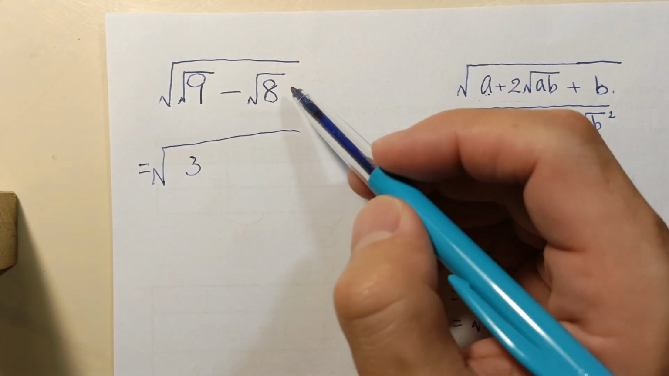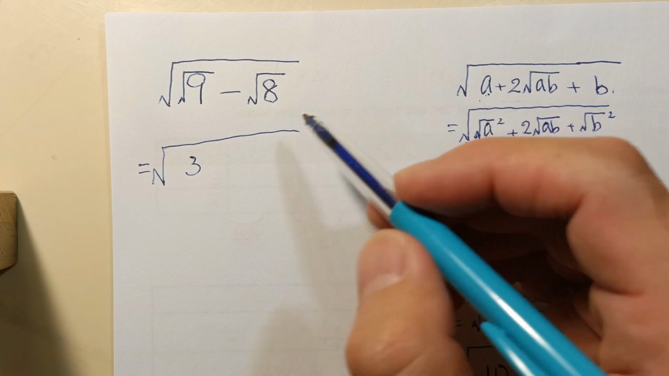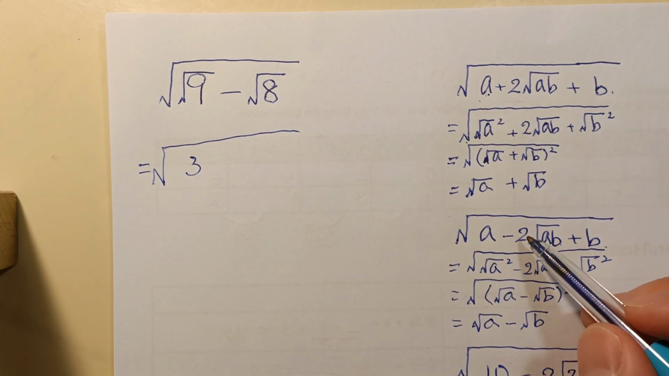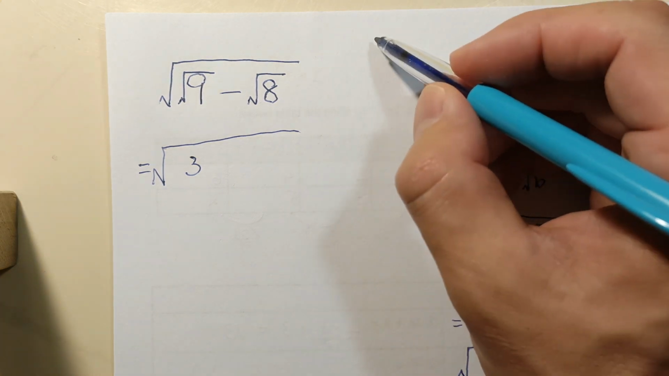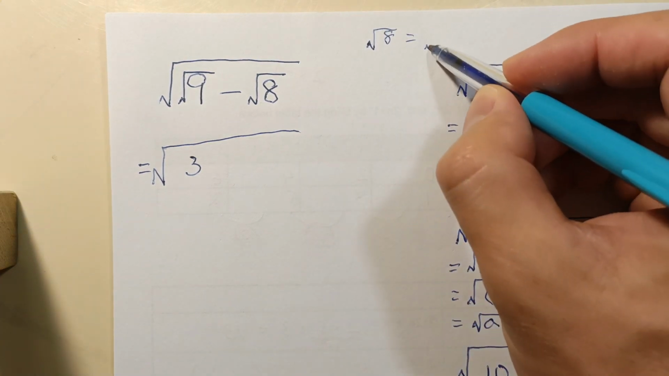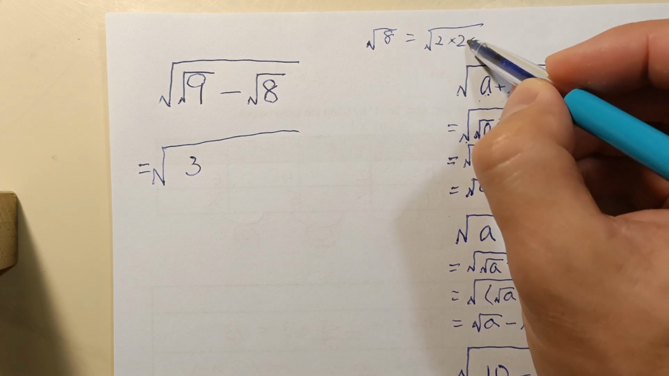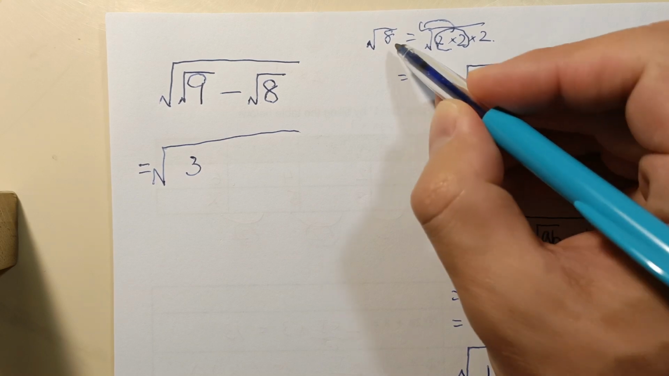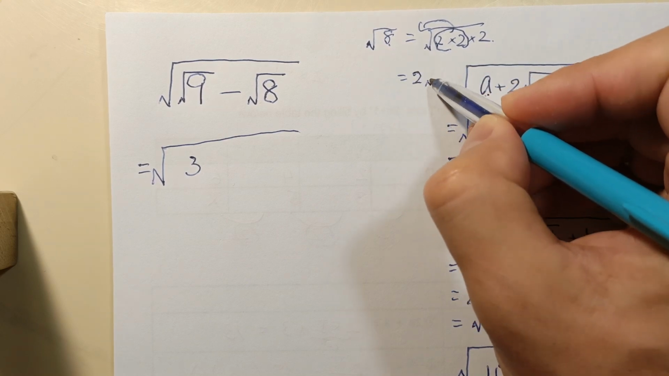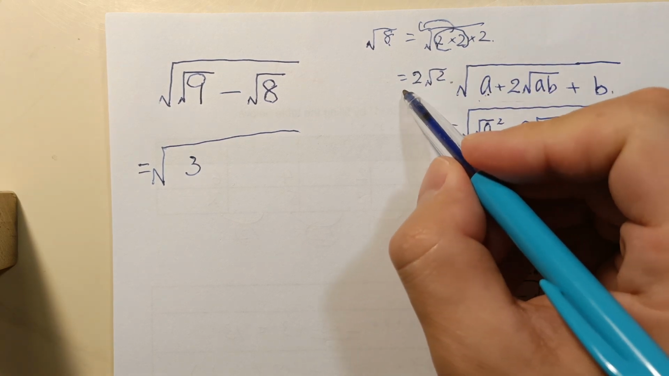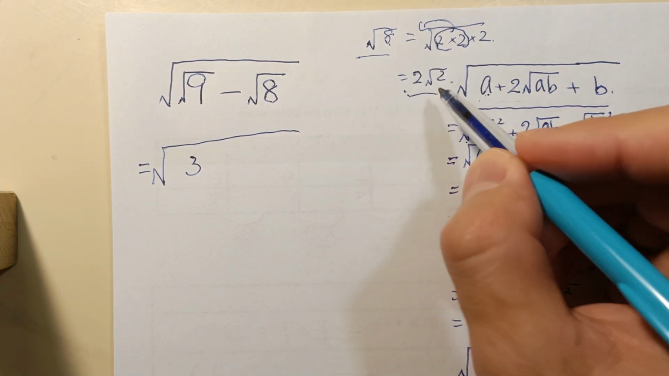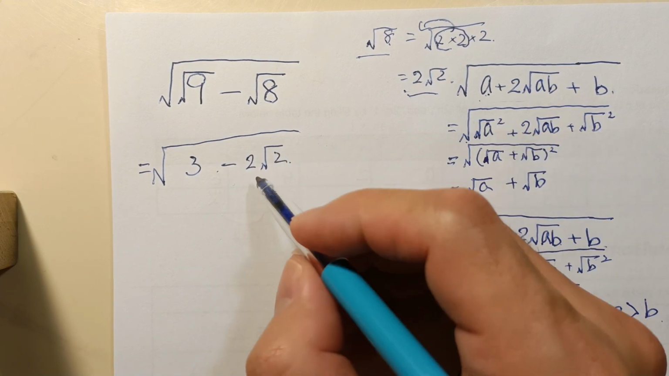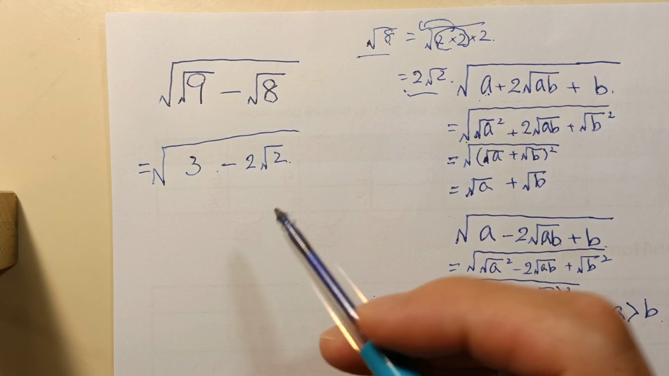Right? And then what about square root 8? We need to have 2 in front of square root. So if you look at this one, square root 8 is square root 2 times 2 times 2. 2 of the 2 can go out. So square root 8 is actually 2 square root 2. So I change square root 8 as 2 square root 2. Then I managed to make 2 in front of the square root.